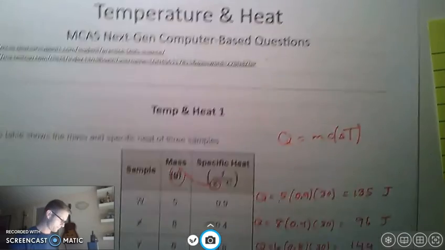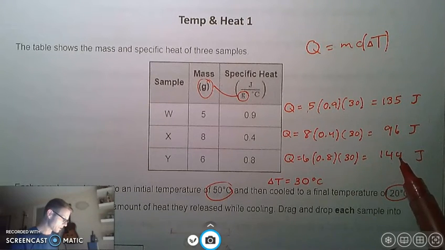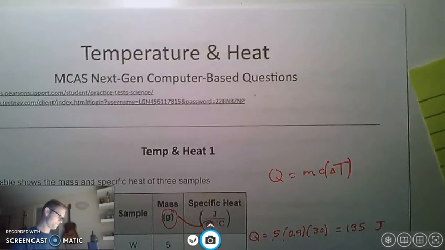It lost heat. Okay, so that's the biggest number, so that's the most. You put either a W or an X or a Y. This was the calculation for W, this was the calculation for X, this is the calculation for Y. So that was the least amount of heat released, so the letter for that one goes there, and then you got something in the middle. Moving on.